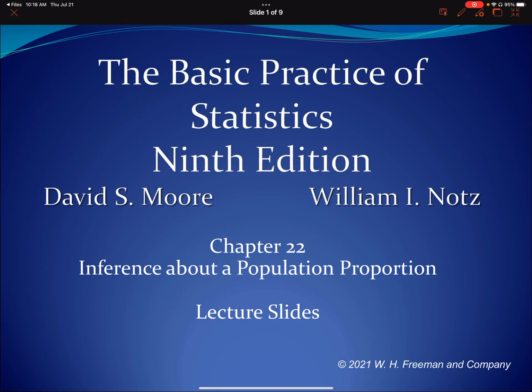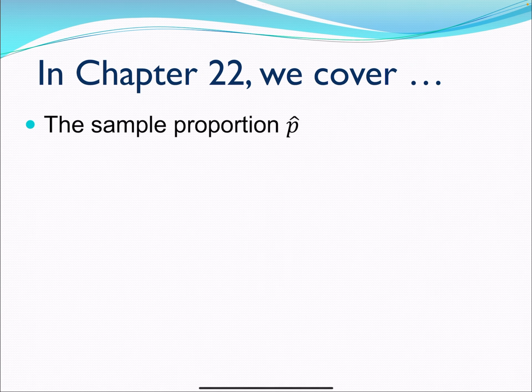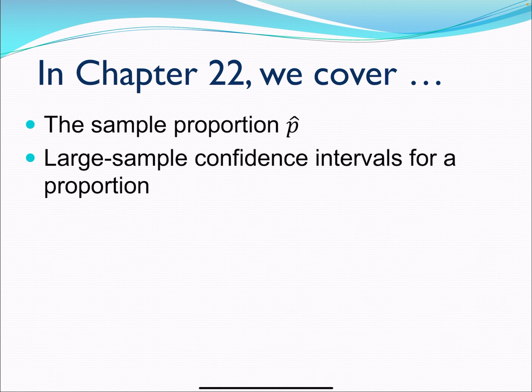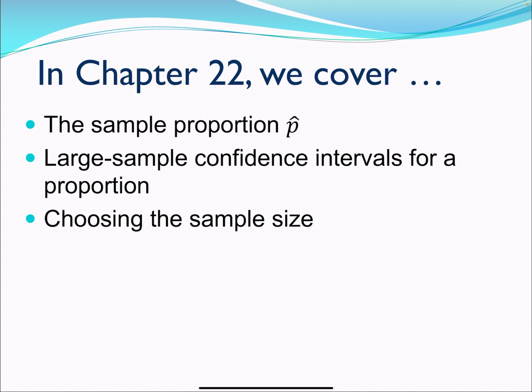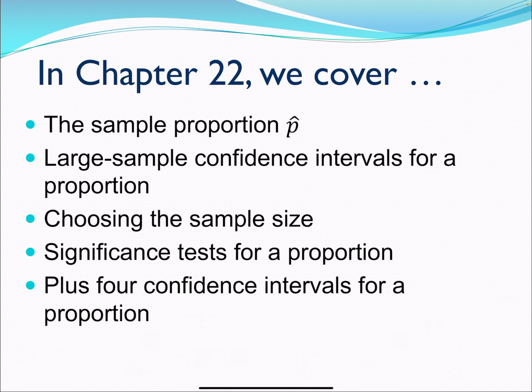This video covers Chapter 22, Inference about a Population Proportion. So what we're going to cover in this chapter are an introduction to our sample proportion, which we call p hat, large sample confidence intervals for a proportion, how to choose a sample size, how to conduct a significance test for a proportion, and plus four confidence intervals for a proportion. So let's get started.